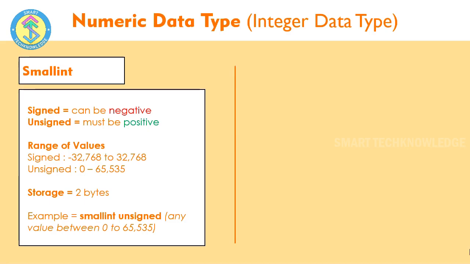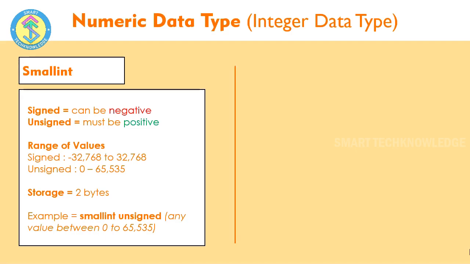The first subtype under integer data type is small int. Before that, you must remember that signed means the value can be negative and unsigned means the value is positive. In small int, the range of values, if it is signed, or in other words, if the value is negative, is from minus 32,768 to plus 32,768. And if it is unsigned, that is, if the value is positive, then it is from 0 to 65,535.